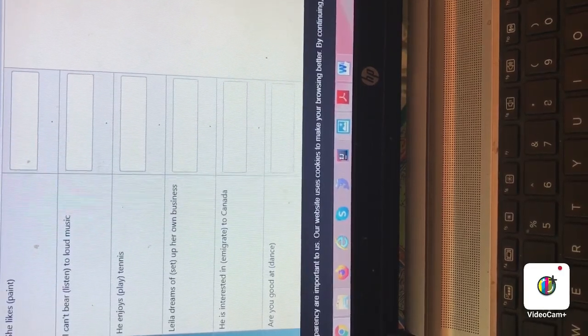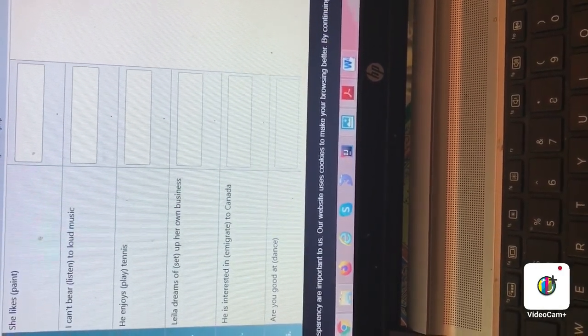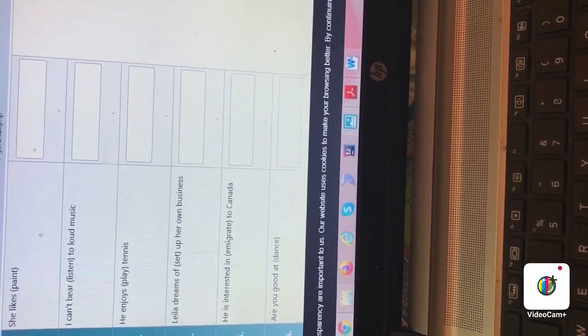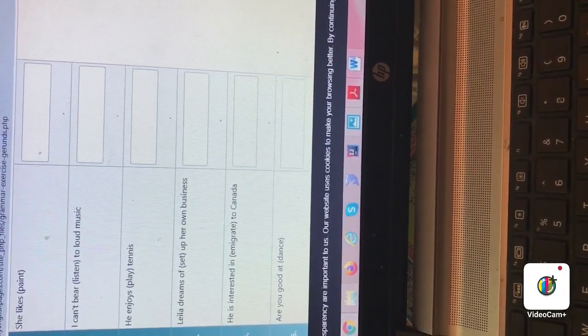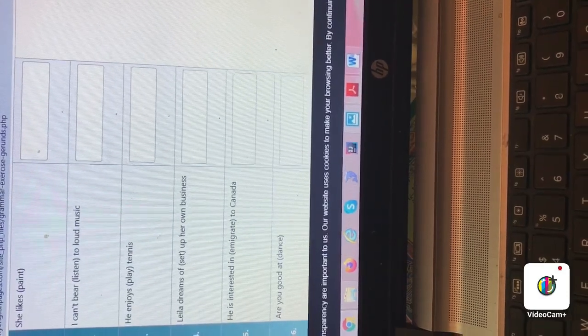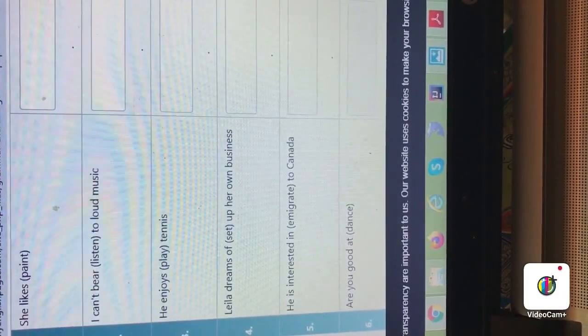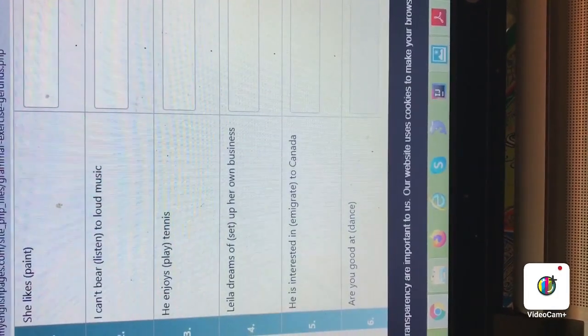Now let's check the next one. I can't bear listening to loud music. In this sentence, bear is a verb. Bear is also a noun, which is an animal, and bear is also a verb. It means I cannot tolerate loud music. Okay?